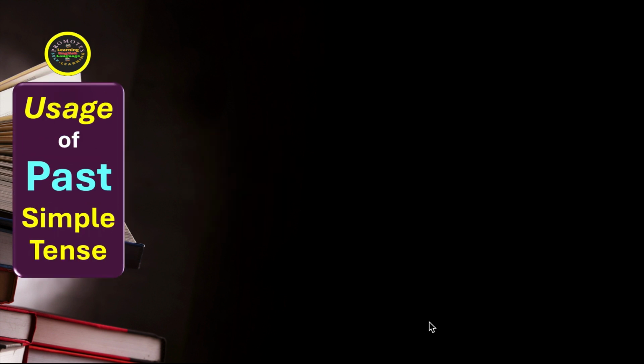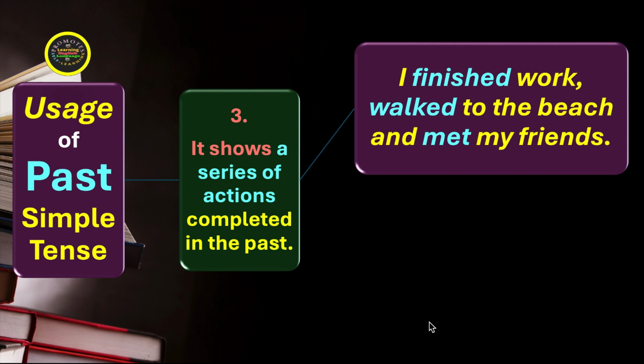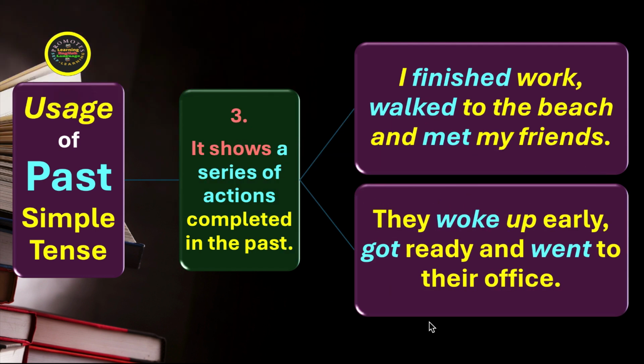We move on to the next usage of past simple tense. Point number 3: it shows a series of actions completed in the past. How? Let's see with examples. I finished work, walked to the beach, and met my friends. Look, three actions happened continuously, one after another. Look at another example. They woke up early, got ready, and went to the office. So a series of events took place in the past.